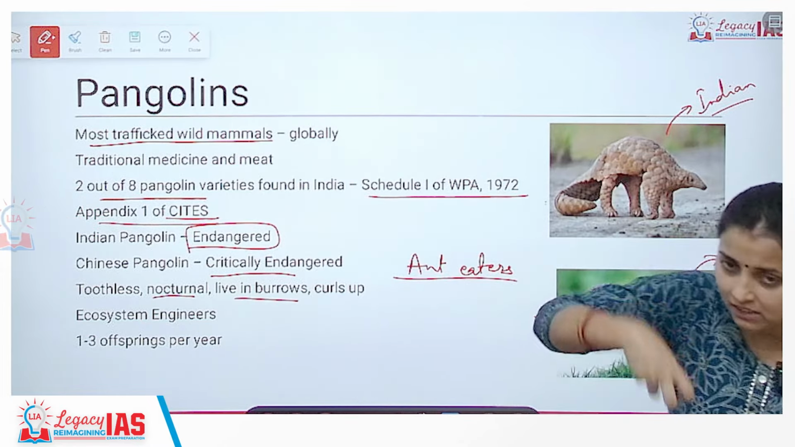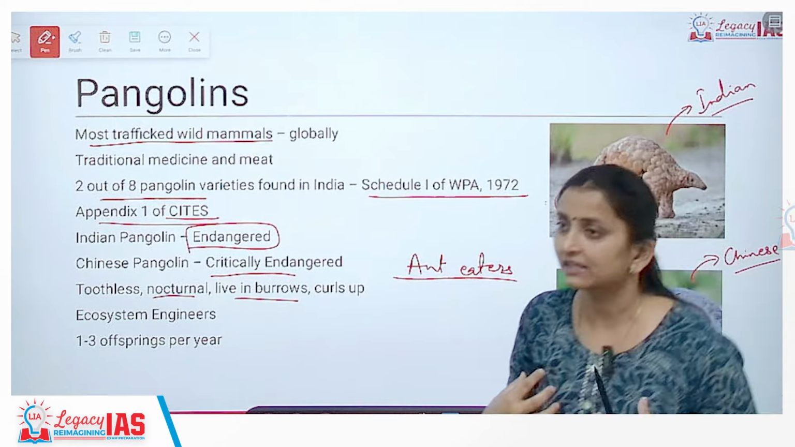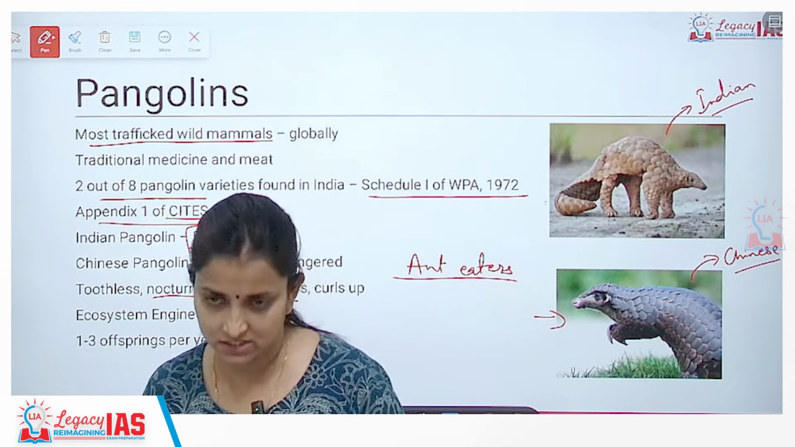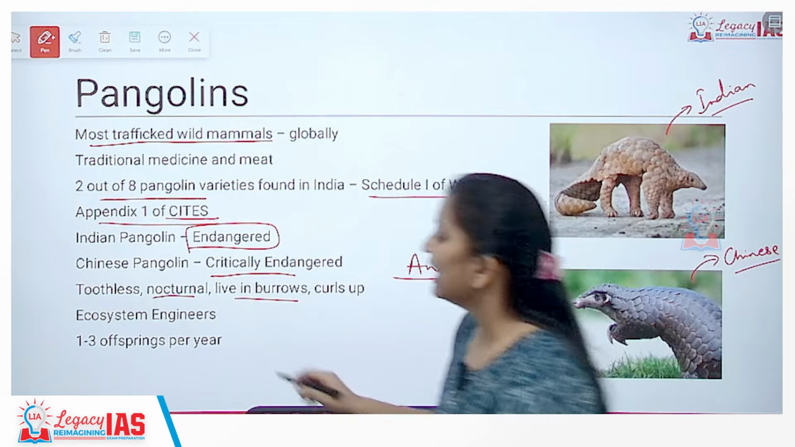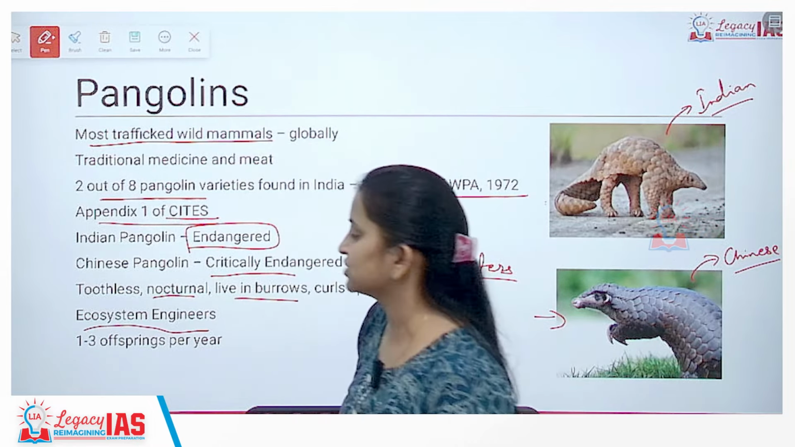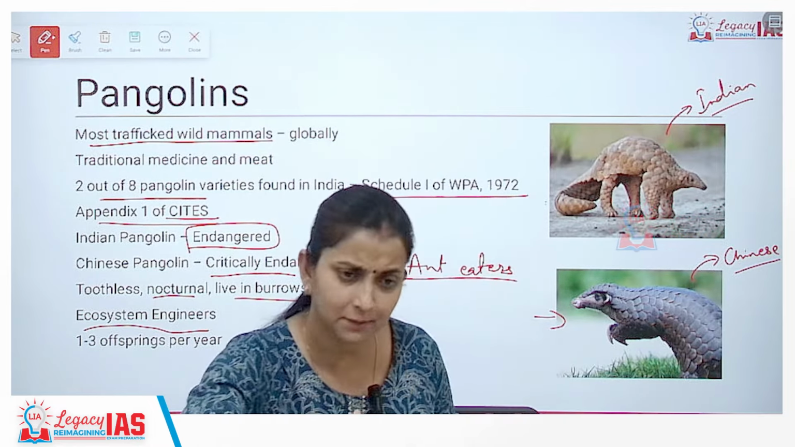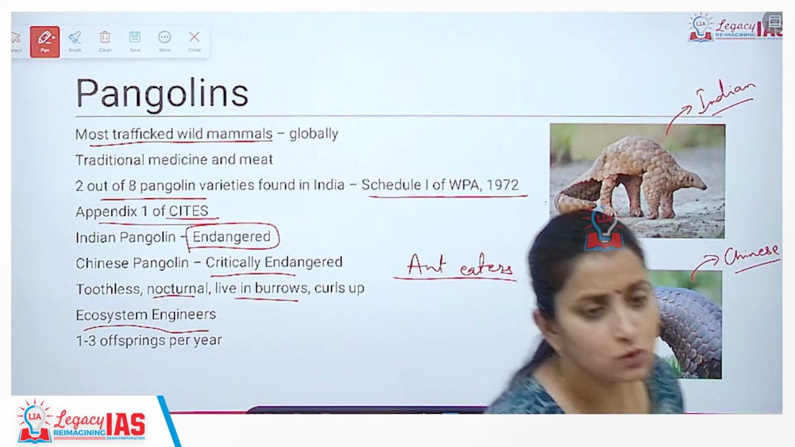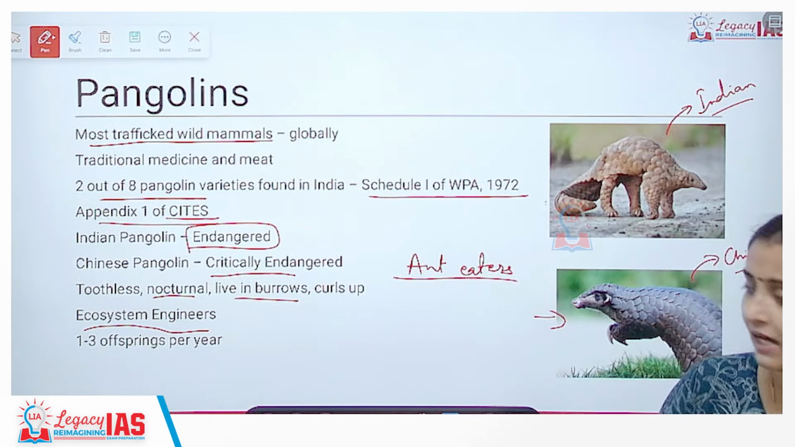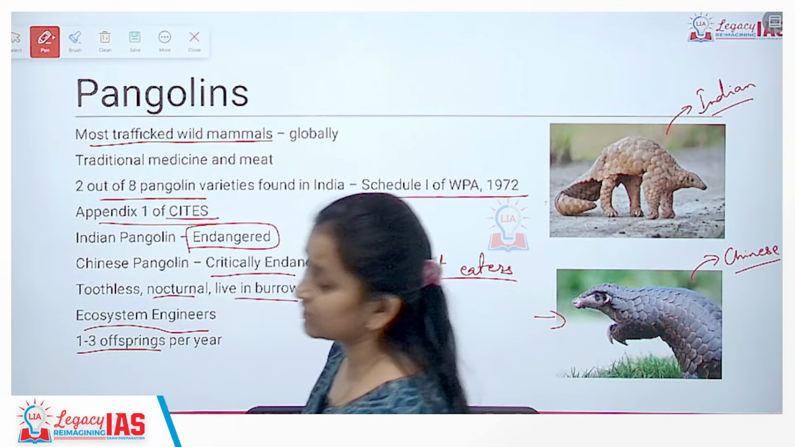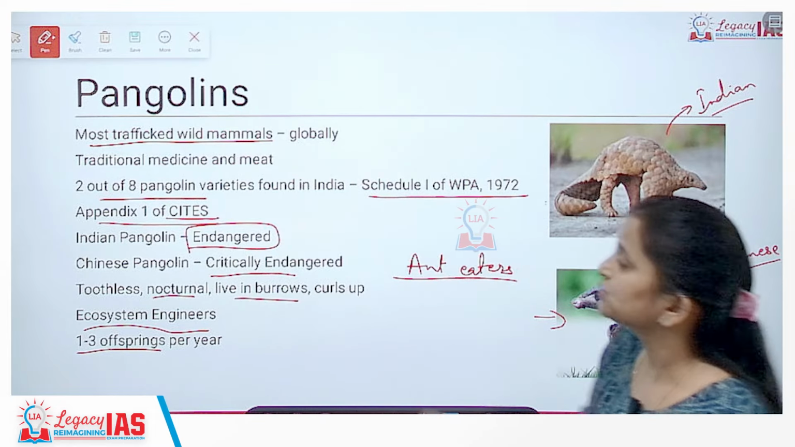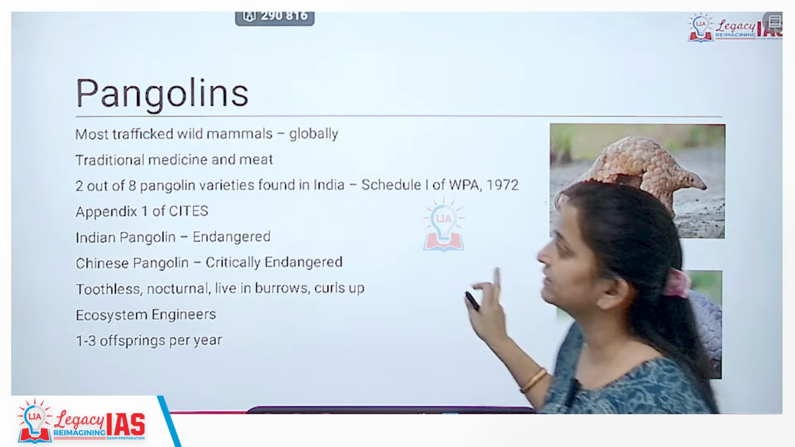Plus, they will curl up as soon as they see that there is some kind of danger, predators sitting in front of them. So they will curl up. Okay? And they are also called ecosystem engineers because they keep digging holes, which allows aeration of the soil. Okay? They give birth to one to a maximum of 3 offspring per year. Okay? So this is the information we need to know about the pangolins.